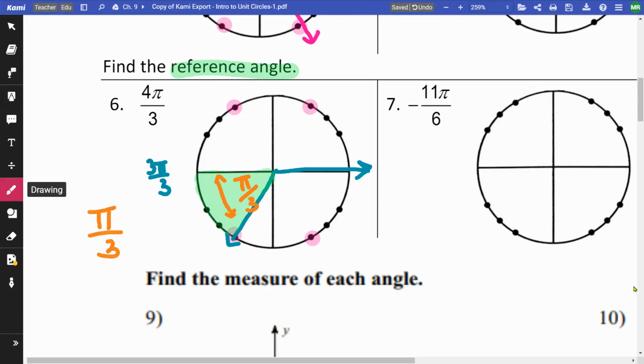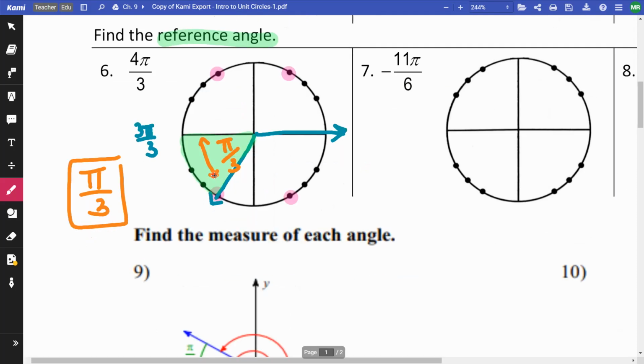Your reference angle is always going to be an answer that would be in quadrant one, okay? Because it's always within this distance, which is 90 degrees or pi halves, and it's from here to here. How far am I off? And I'm pi thirds off.